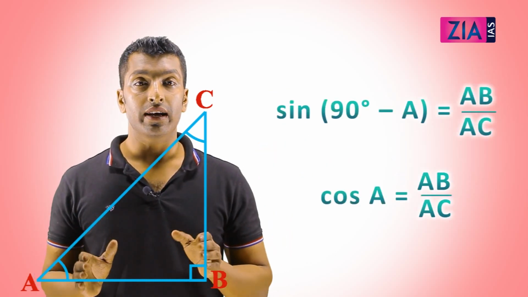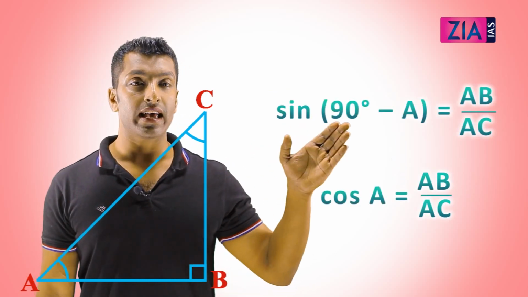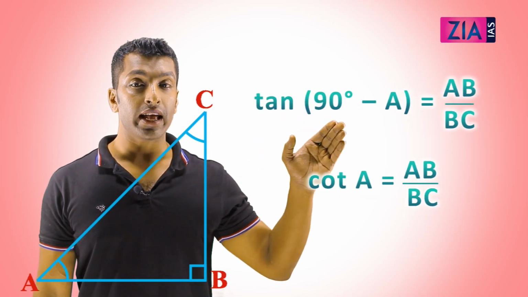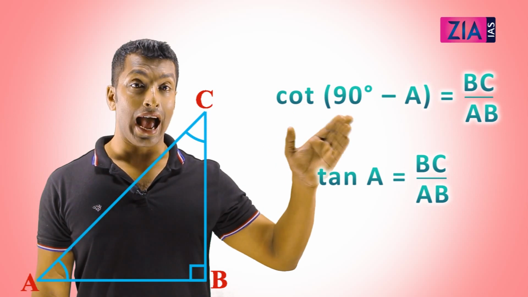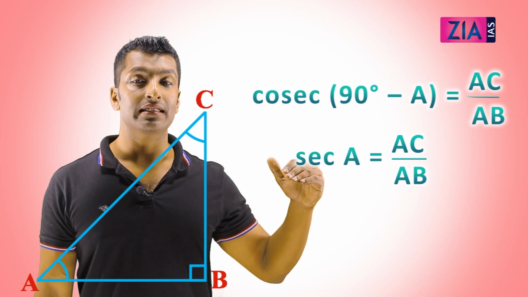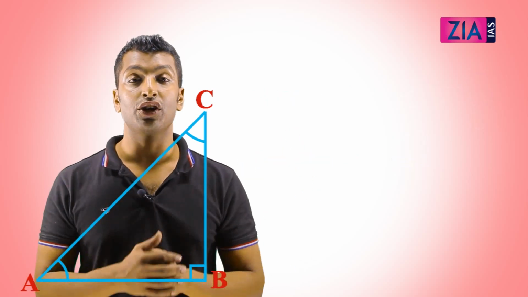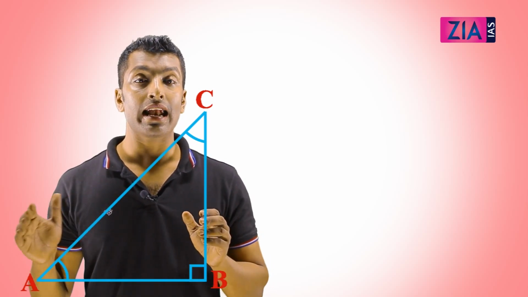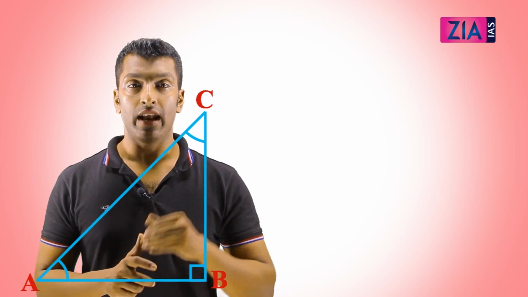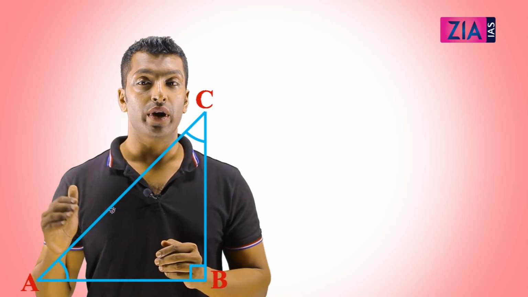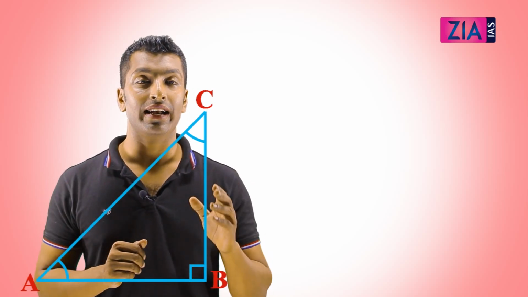So what you can conclude here: sin(90 minus A) is cos A, cos(90 minus A) is sin A, tan(90 minus A) is cot A, cot(90 minus A) is tan A, sec(90 minus A) is cosec A, cosec(90 minus A) is sec A. And these are the trigonometric ratios of complementary angles. This is true for all values of angle A lying between 0 degrees and 90 degrees. You can also check for A equal to 0 degrees or 90 degrees.